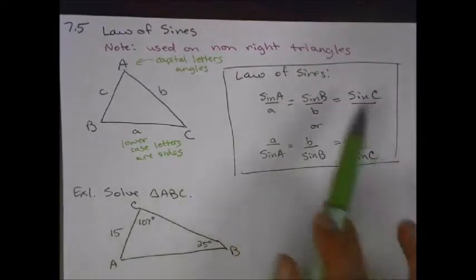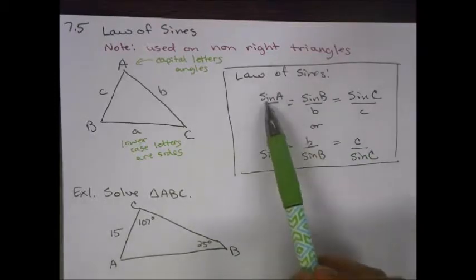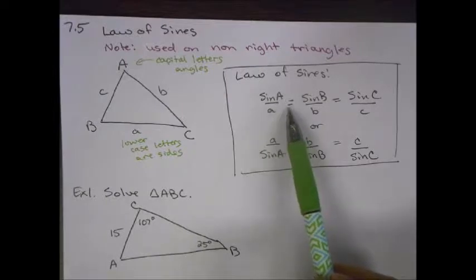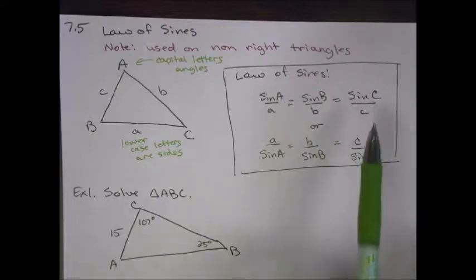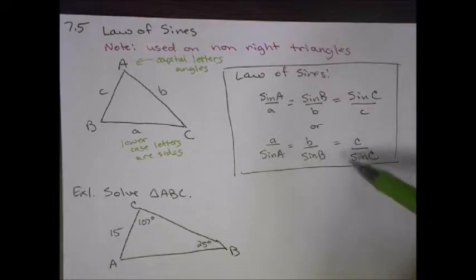So here's our law of sines. It's a series of proportions. We have that the sine of angle A over side a should be the same as the sine of angle B over side b, which should be the same as the sine of angle C over side c. I can just flip them if I wanted.